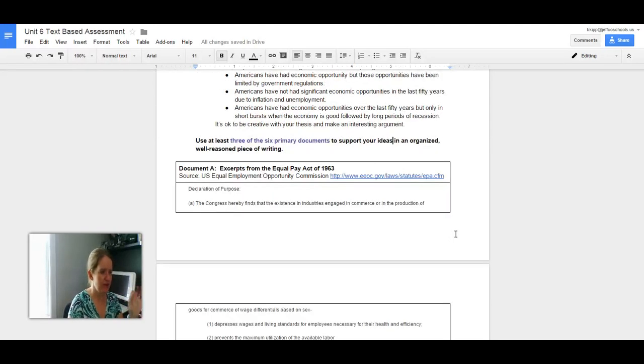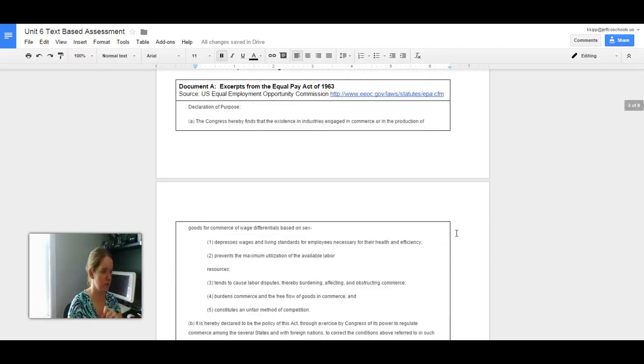Okay, so you want to think through that source. Think, okay, in what way does this show Americans have or have not had economic opportunity, or to what degree they've had economic opportunity, and could I use that as a source in my text-based assessment?